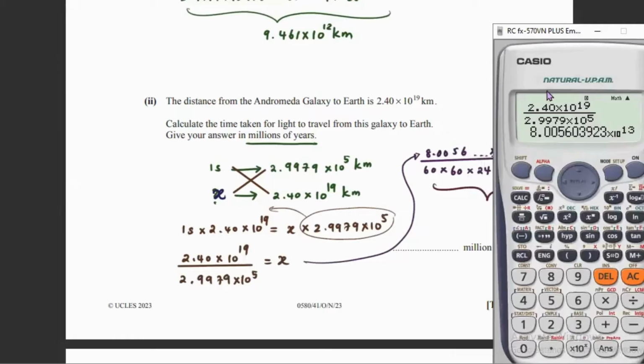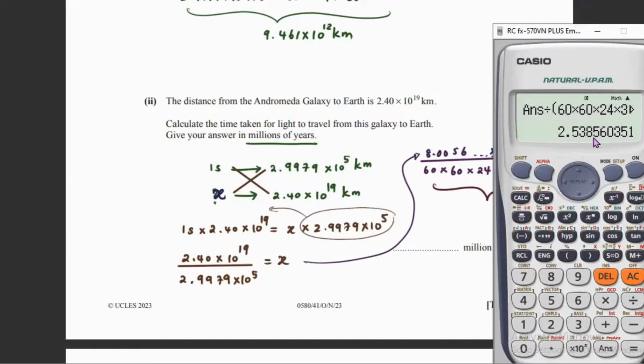So this answer that we have here, we need to divide it by, I'm going to put everything within the brackets. I have to divide it by 60 and then another 60. And then I had to divide by 24 and then 365 and then a million, which is the same as 10 to the power 6. So I got to do the division here. So this is what I end up getting.